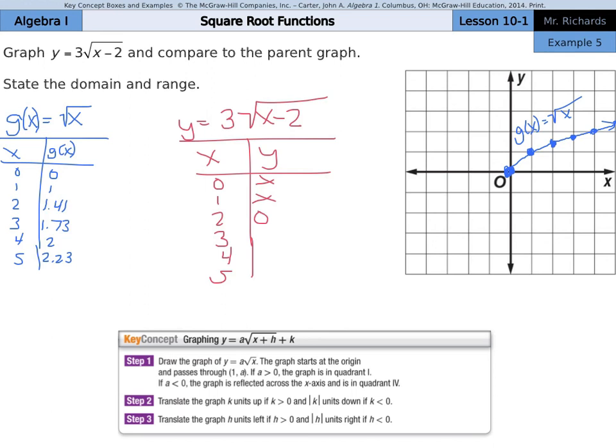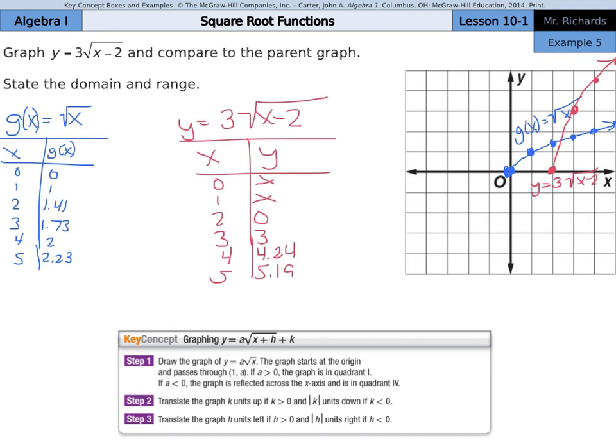Put in 3, you get the square root of 1, which is 1, times 3 is 3. 4 minus 2 is 2, and 3 times the square root of 2 is 4.24. And then when we have the 5, it's up to 5.19. So as we complete this now, 2, 0 is actually our first point. And then we have 3, 3, and 4, 4.24, and 5, 5.19, which is way up there. And as we connect this graph, it's something like this. And that's the graph of y equals 3 times the square root of x minus 2.